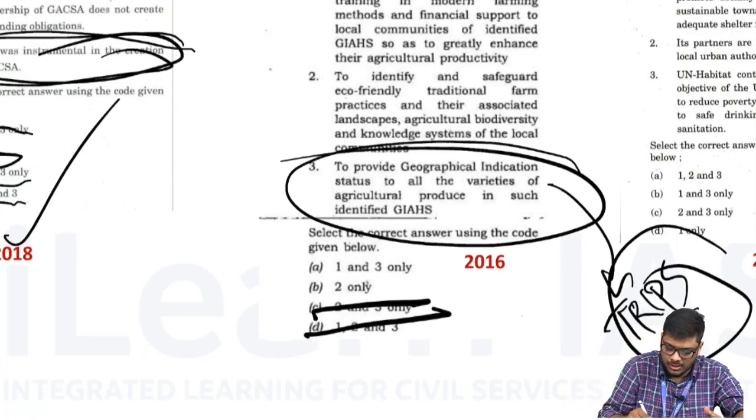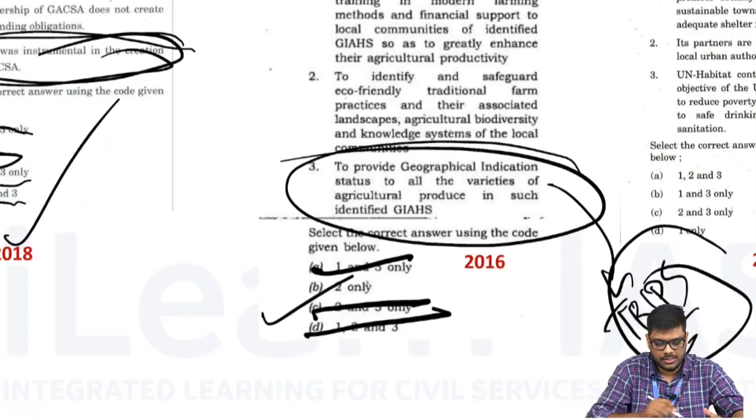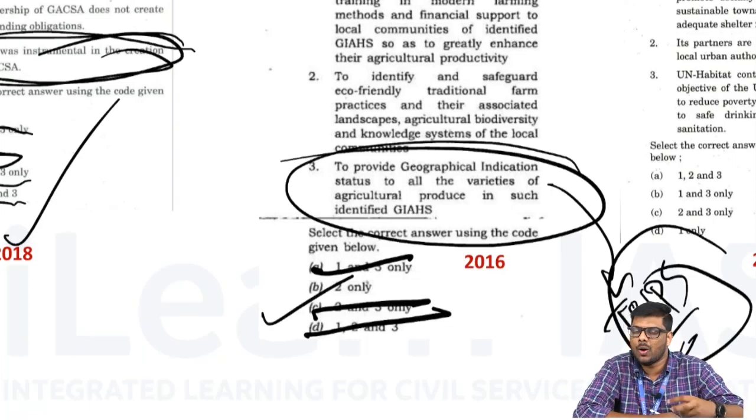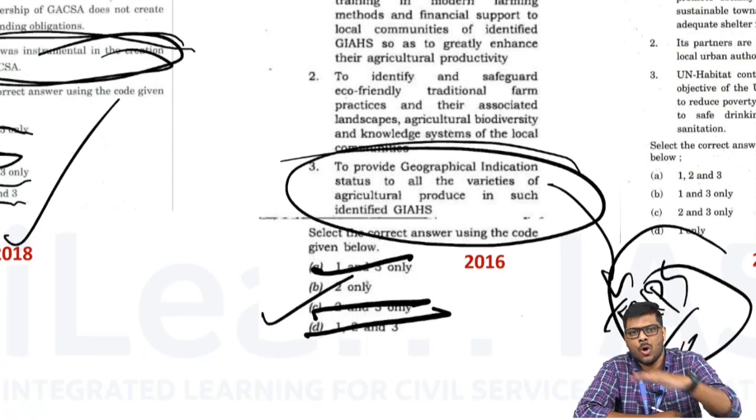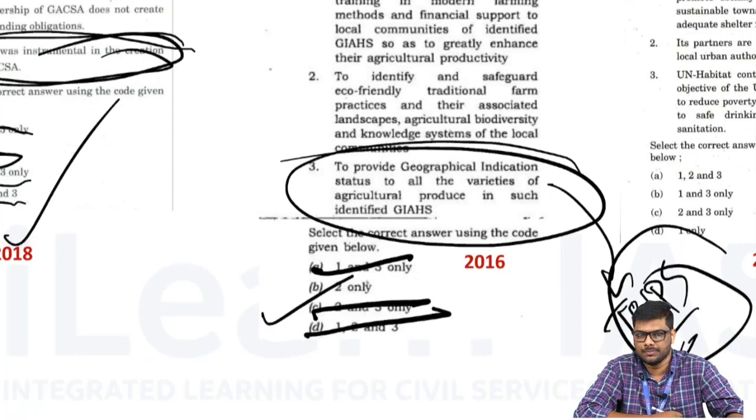And if you eliminate option 3, what is your answer? 2 only is the answer. See, look how simple it was. Look how simple the question was, if you apply your logic, if you apply your common sense and basic understanding.